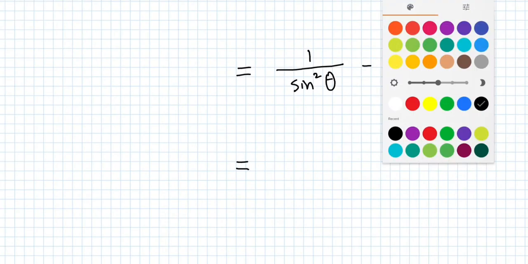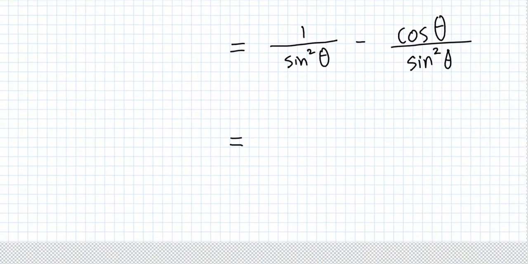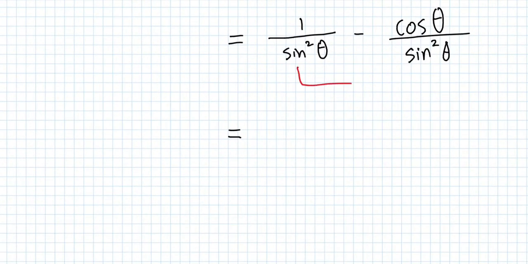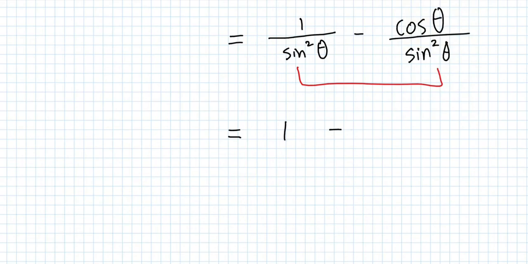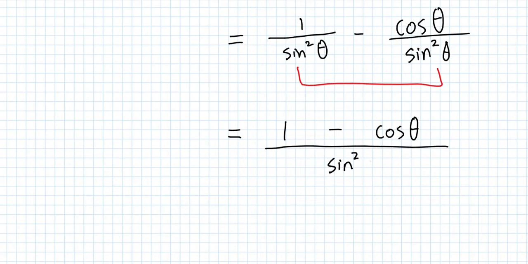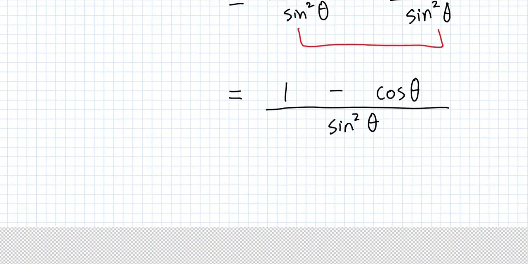So, what do you see? Well, you should see common denominators, sine squared theta. Fantastic. That means we can collect like terms. So we'll have 1 minus cosine theta over sine squared theta. Very good.